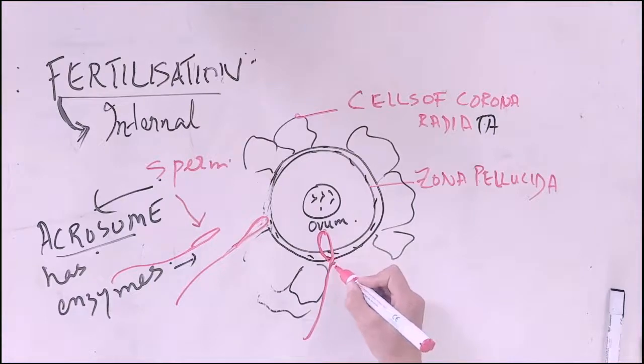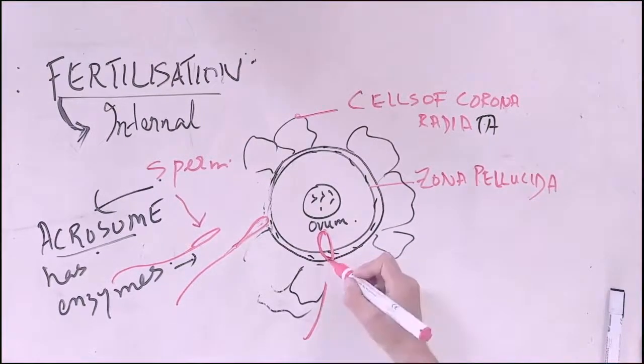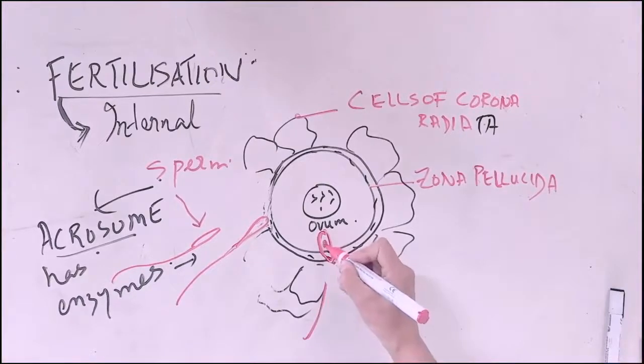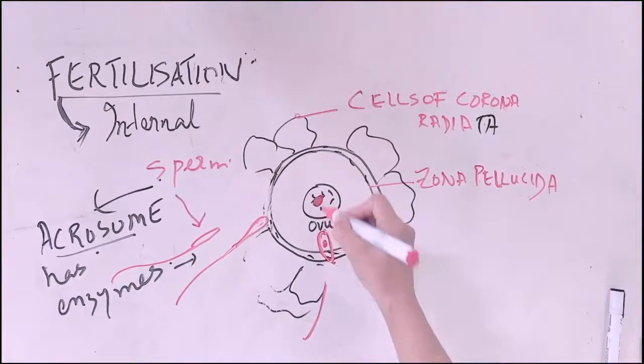Do we need to tell? So this one will be left out. Only the head will enter. Inside they'll have their own nucleus, genetic material which will fuse with the nucleus of this egg.